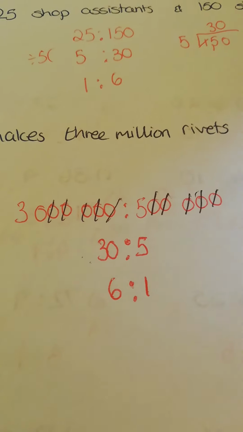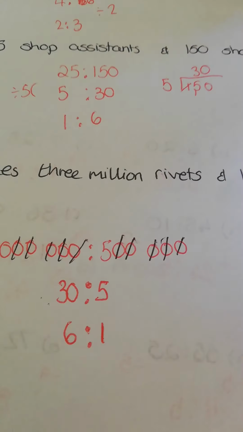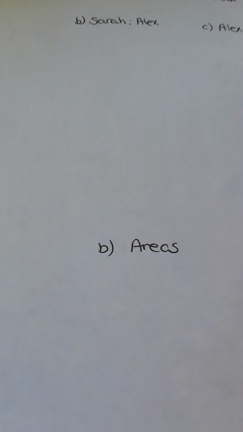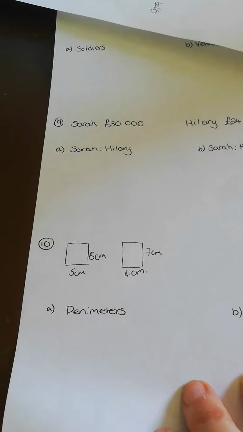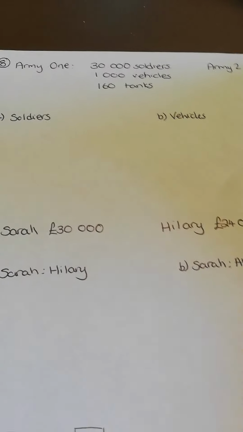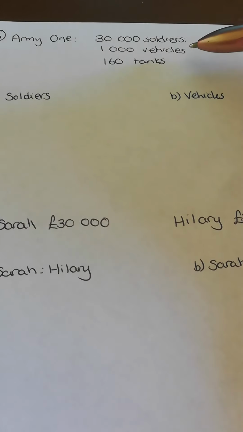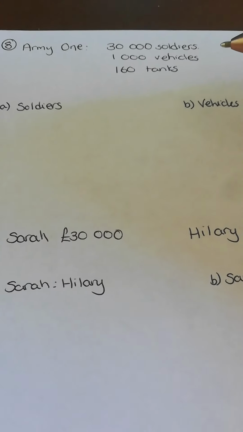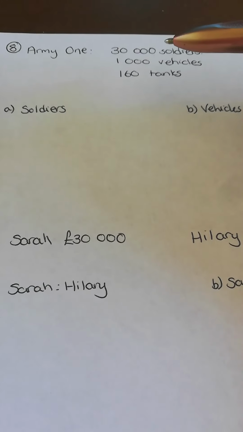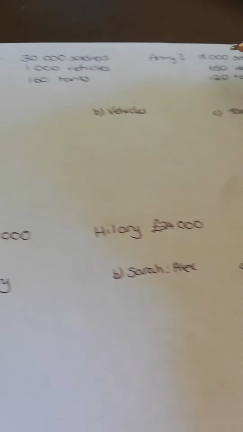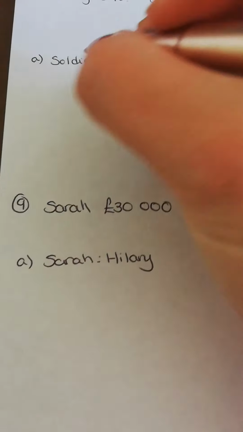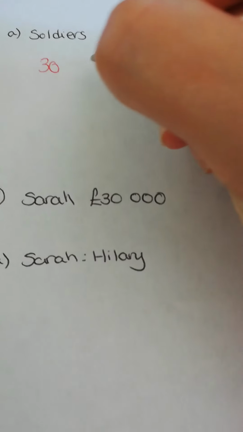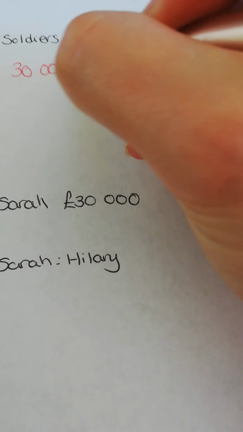Okay, very quickly we're going to look at 8 and 9. So 8 and 9 are similar. Okay, in question 8 we've got statistics about the army. We've got 2 different armies and we're being asked to write down the ratio of soldiers and simplify it. So we've got 30,000 to 18,000.